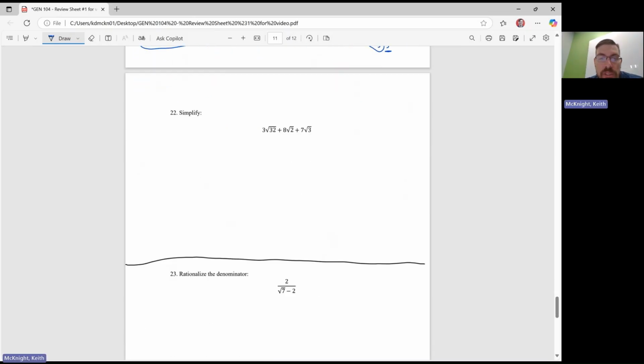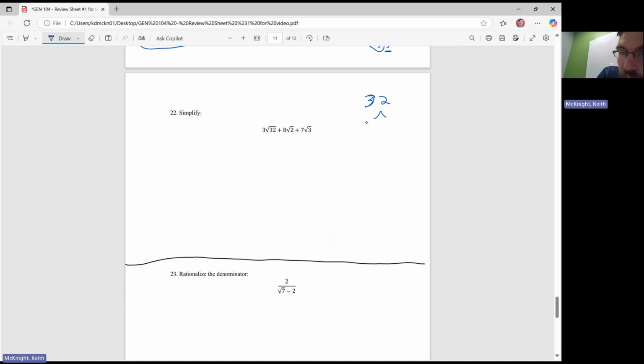All right, so number 22. So again, we're simplifying radicals. So the first thing we're going to do is simplify the radicals if we can by pulling out our pairs. Then, if anything has the same number underneath once we've simplified, that means we get to combine them because they are now like terms. So we're going to factor out our 32 here because it could potentially be simplified.